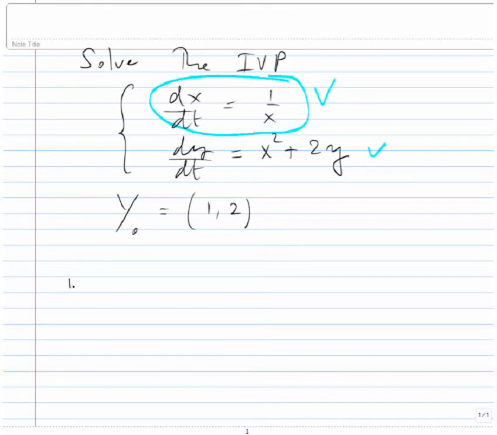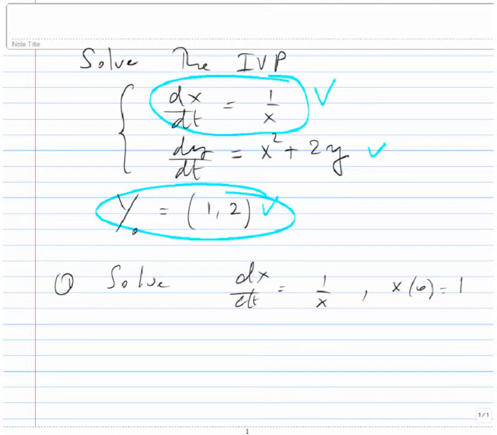So first, let us start by solving dx/dt equals 1 over x, and of course we have the initial condition x(0) equals 1, from the initial condition in the system. Clearly this is a separable equation. It has no constant solutions because 1 over x is not equal to 0, so we are only left with non-constant solutions.